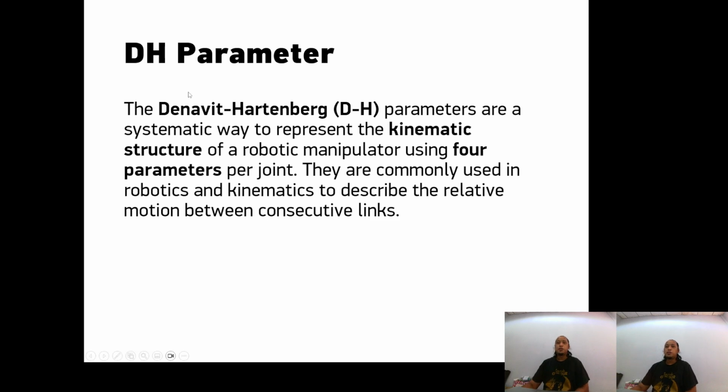Before we dive into the exercise, we have to know the DH parameters first. The Denavit-Hartenberg parameters are a systematic way to represent the kinematic structure of a robot manipulator using 4 parameters per joint. They are commonly used in robotics and kinematics to describe the relative motion between consecutive links.